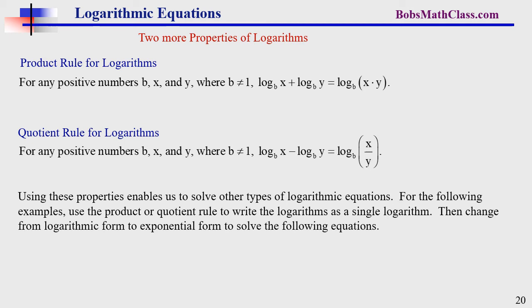Okay, we have two more properties of logarithms. The product rule and the quotient rule. So the product rule says that if you have the log of x plus the log of y, it's equal to the log of x times y. So we're able to take two logarithms and condense it to a single logarithm. If there's a plus in the middle, we just write it as a product of the two results.